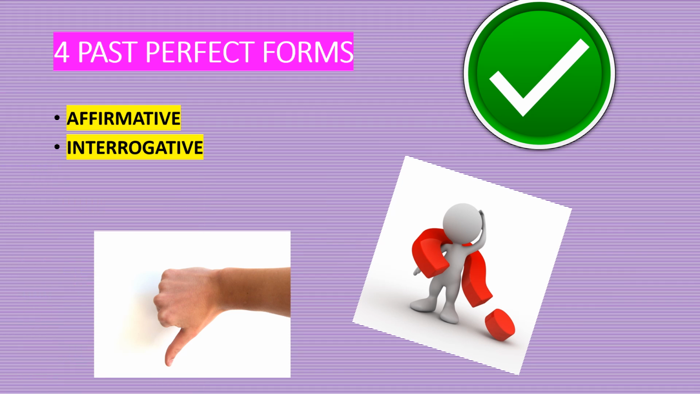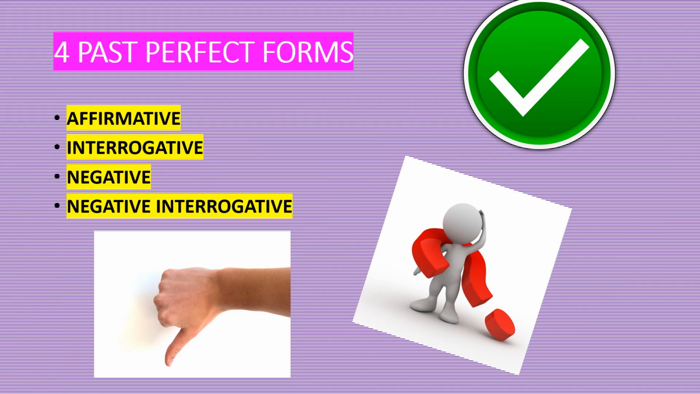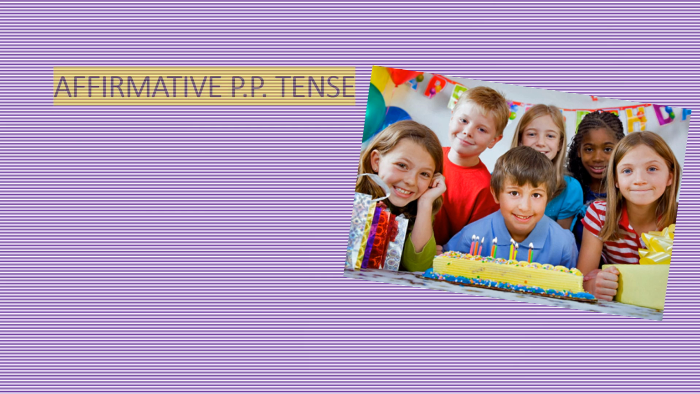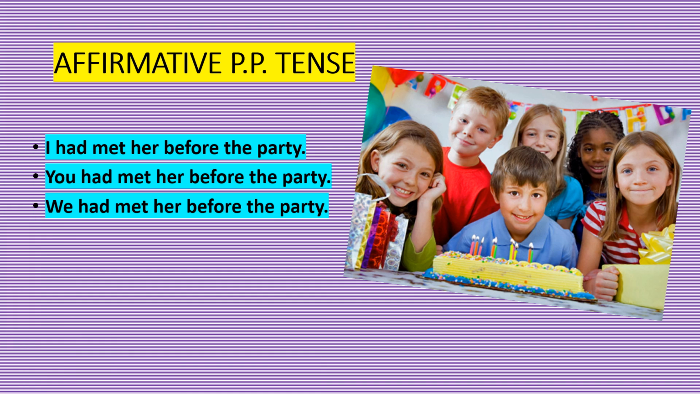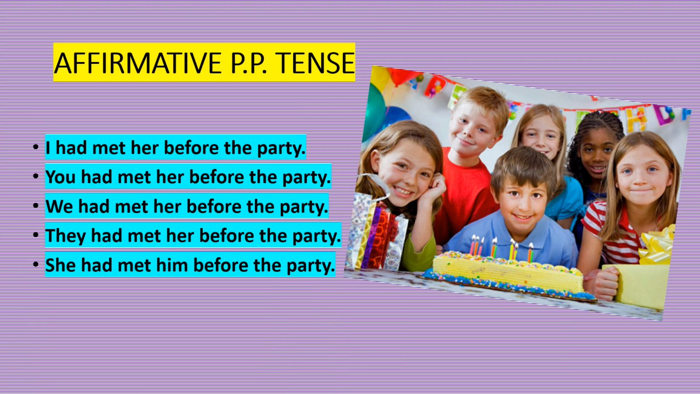So let's take a look at the 4 past perfect forms here. Affirmative, which is a sentence, interrogative, a question, negative, and negative interrogative with a question. So starting with the practice of the affirmative, I had met her before the party, you had met her before the party, we had met her before the party, they had met her before the party, she had met him before the party, he had met her before the party.